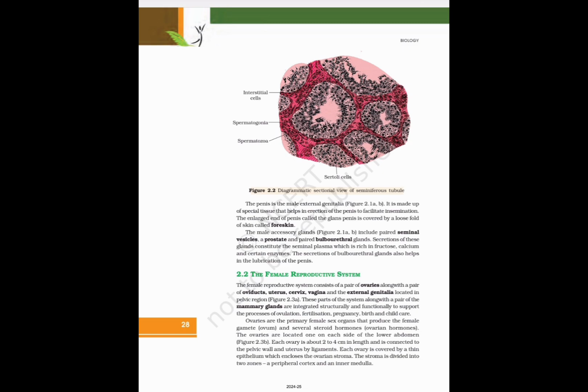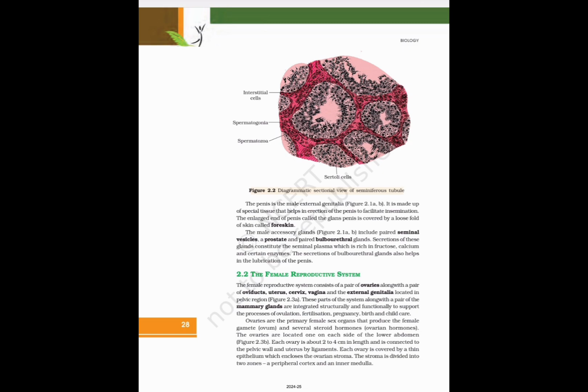The female reproductive system. The female reproductive system consists of a pair of ovaries along with a pair of oviducts, uterus, cervix, vagina, and the external genitalia located in the pelvic region. These parts of the system, along with a pair of mammary glands, are integrated structurally and functionally to support the processes of ovulation, fertilization, pregnancy, birth, and child care. Ovaries are the primary female sex organs that produce the female gamete, ovum, and several steroid hormones, ovarian hormones.